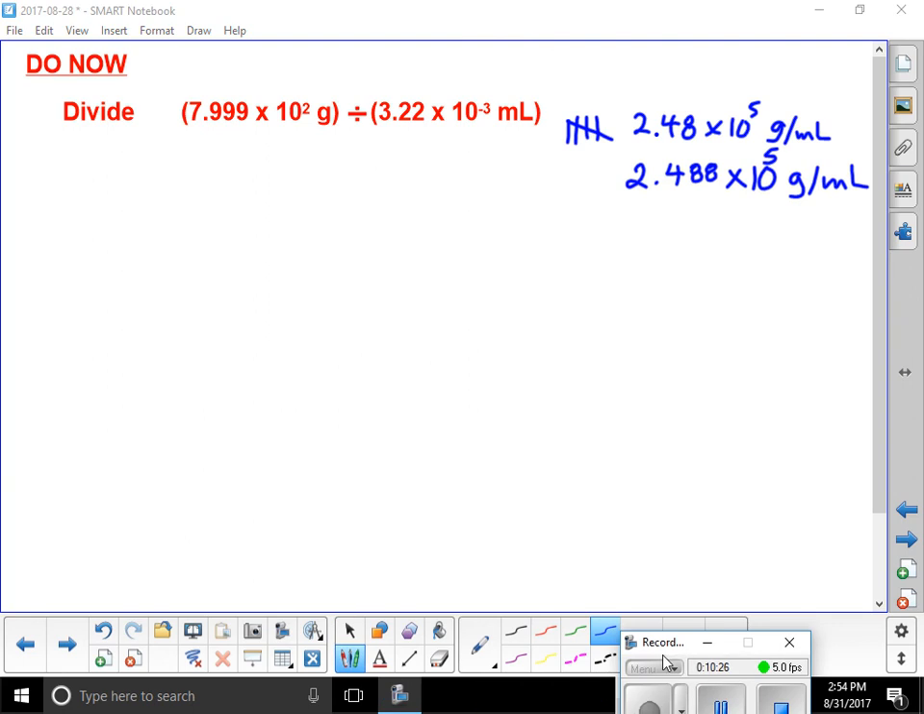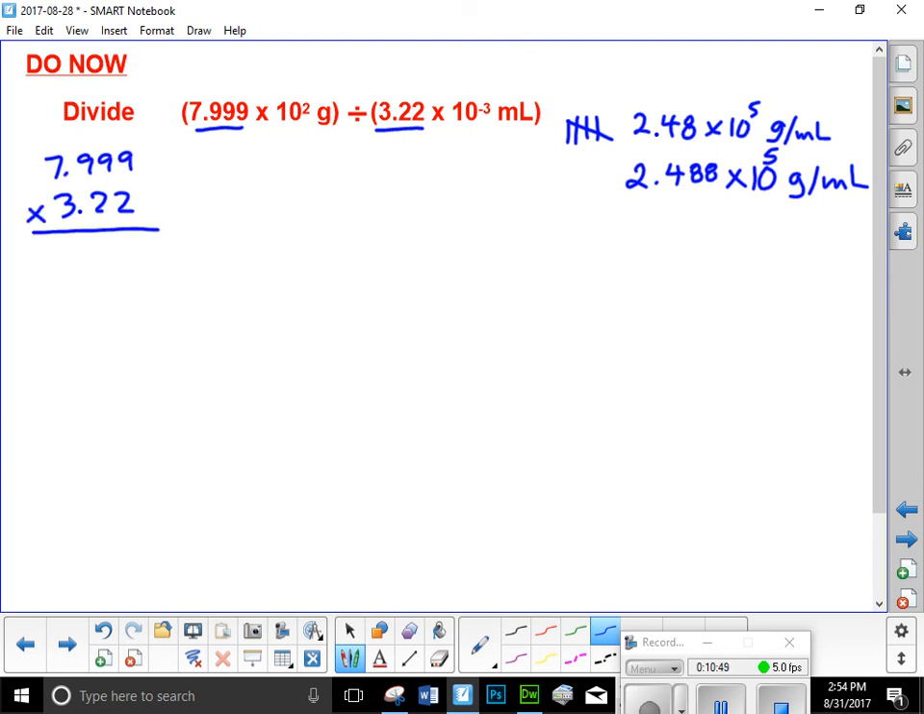Okay, here we go on the division problem in the do now. And so let's go ahead and start with the coefficients. So I'm starting here and here. We're going to do the multiplication of the coefficients. 3.22. And 7.999. We're multiplying. Okay, would you please do that with me? Let's check our numbers. Make sure we're getting the right numbers.